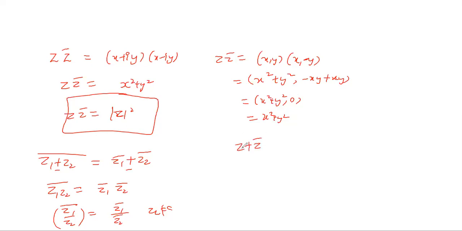And a few more things you can see here. If you add the number with its complex conjugate, what are you going to get? So x comma y, you add x comma minus y. So it is 2x, 0, which is 2x only because it happens to be a real number. So x is z plus z bar by 2.